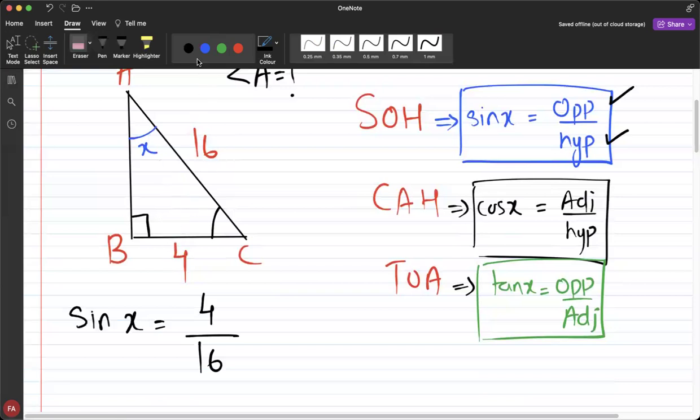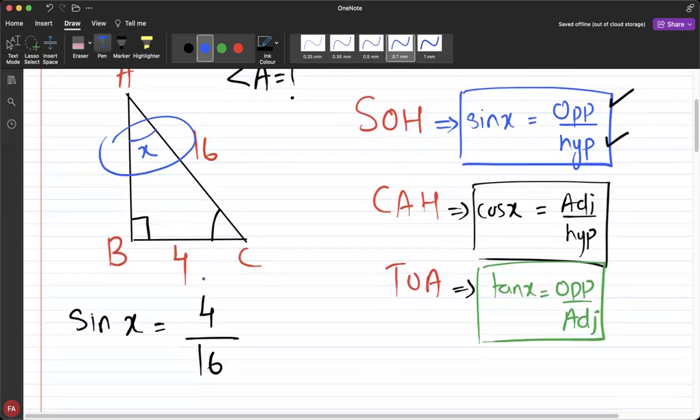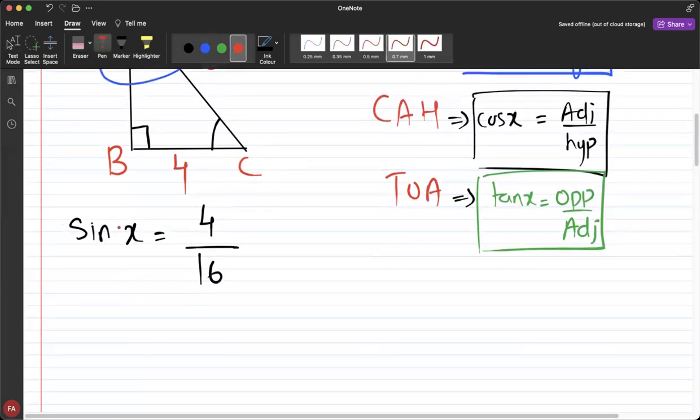Now, once you plug in this, I would expect that you move the sine on the other side. Why? Because I'm asking you, what is this angle? And you haven't figured out the angle yet. So I need to isolate. I need to find x. What should I do? Take the sine on the other side.